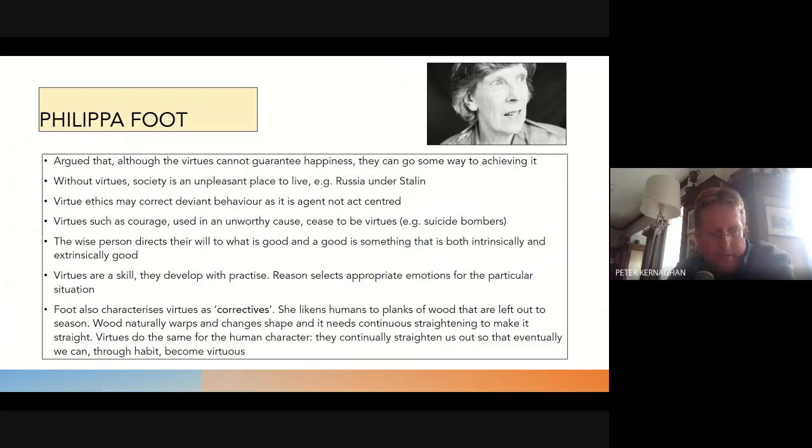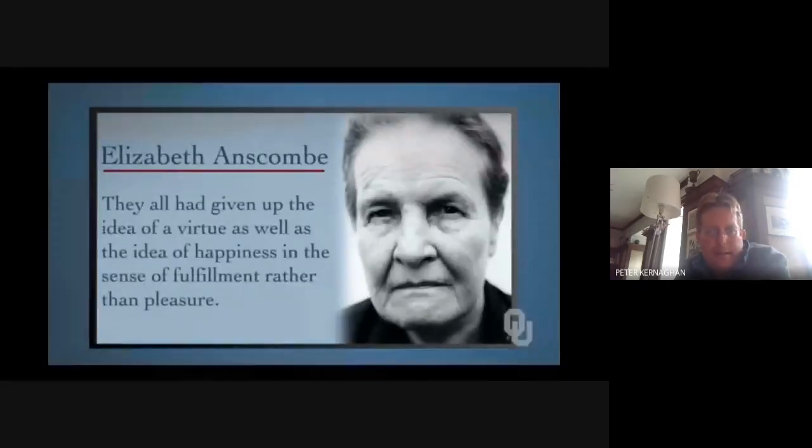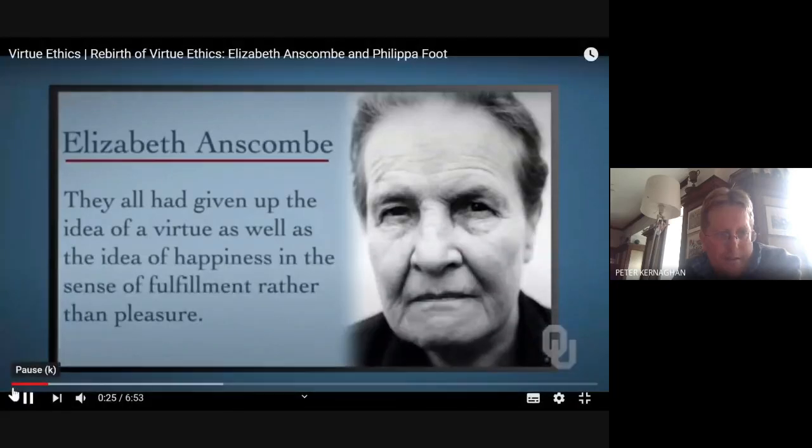In 1958, Oxford philosopher Elizabeth Anscombe published a revolutionary and highly adversarial paper called Modern Moral Philosophy. In this paper, she argued that English moral philosophers did not differ from each other in any important sense. They all had given up the idea of happiness in the sense of fulfillment rather than pleasure.